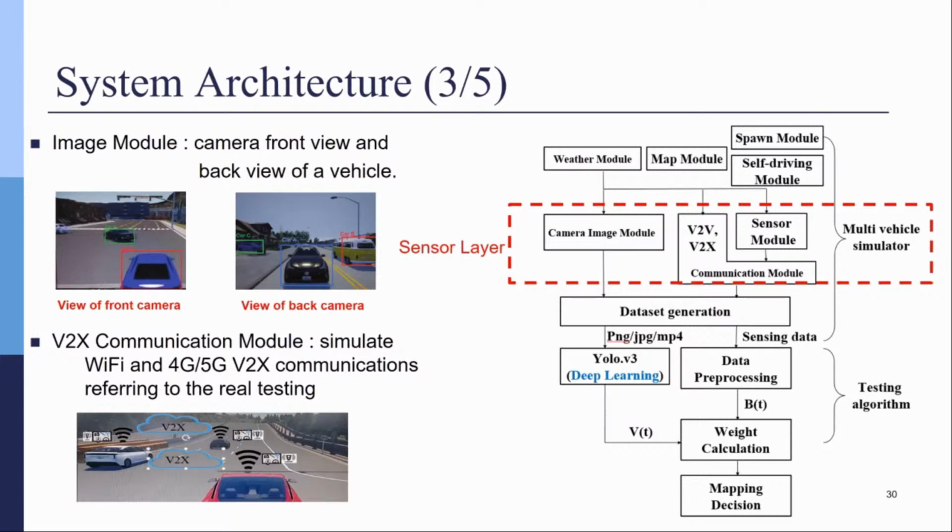The second module is the V2X communication module. The module is responsible for simulating V2X communications. Currently, we support Wi-Fi and cellular V2X communications. The module is developed by referring to real statistical results. So, the delay and jitter characteristics of these radio communications are considered in this module.